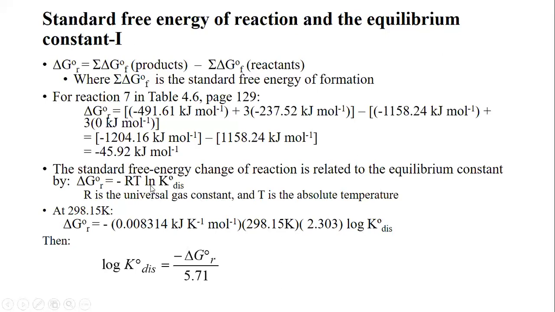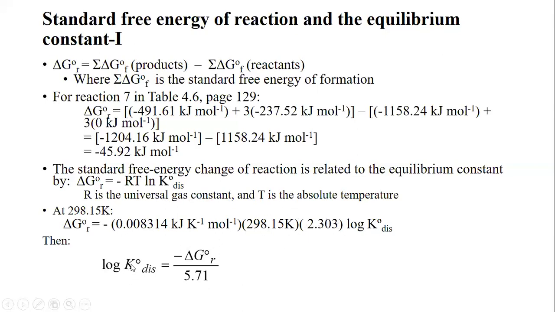Remember, here was ln, the natural log, to the base E. When changing from base E to base 10, remember, E is smaller, so the log will be a smaller number. So you need to multiply it by this factor, which changes from ln to log. So all these are constant. The universal gas constant is constant. Temperature is given, 298.15 is constant. This factor to change from ln to log K is also constant. You multiply them by each other.